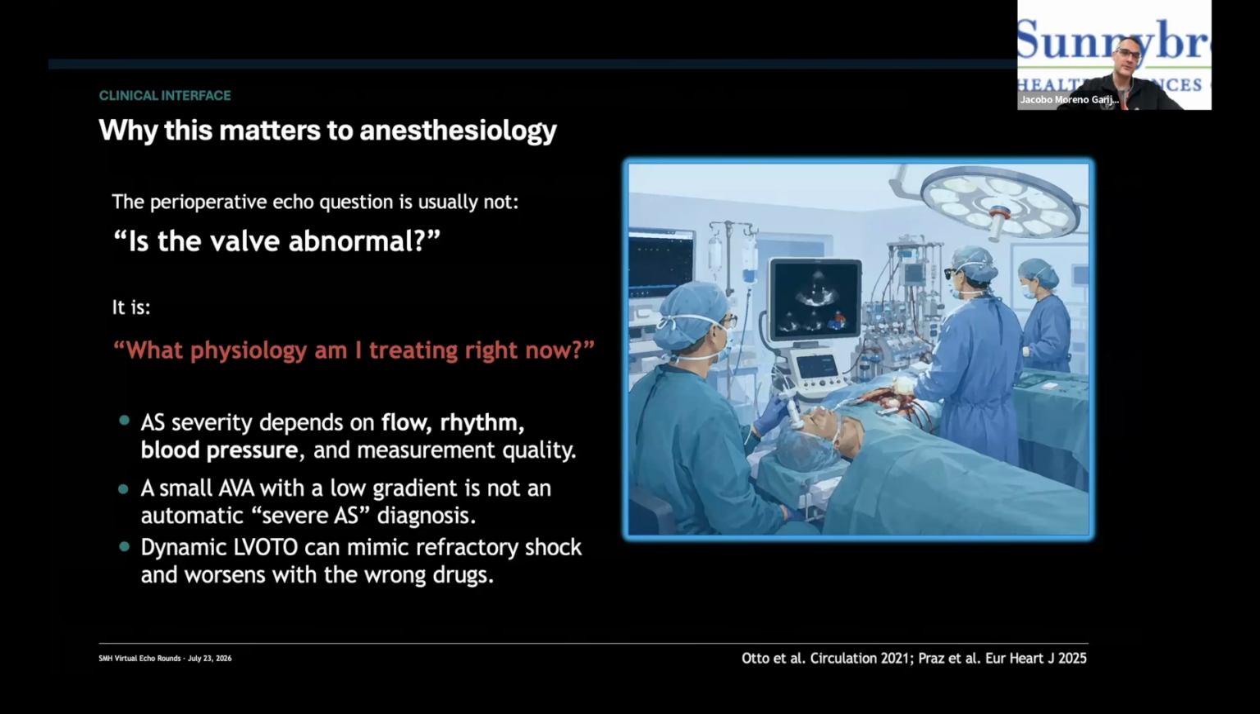So the main problem we are going to find when quantifying aortic stenosis severity is that it depends on the flow, the rhythm, the blood pressure, and the measurement quality. First, we don't have the right tool: we have transesophageal echo when the gold standard is transthoracic for the gradients and velocity on the valve. The flow is going to be diminished because the patient has been fasting for 7-8 hours. We are going to have rhythm issues when the surgeons manipulate the heart, and the blood pressure is going to be all over the place under general anesthesia. So that's what we're going to try to address today.